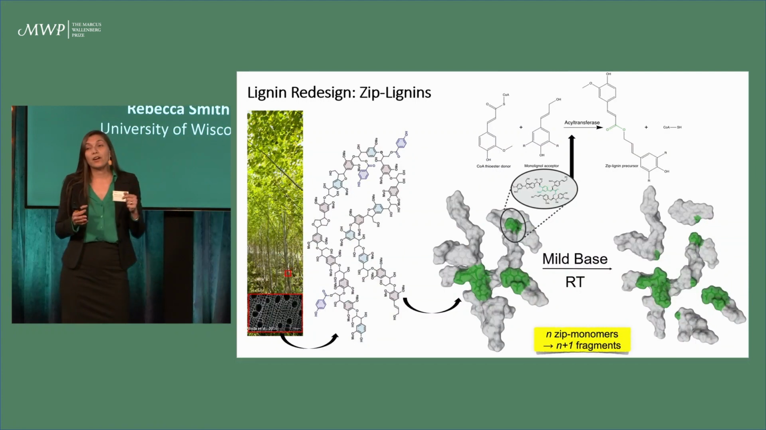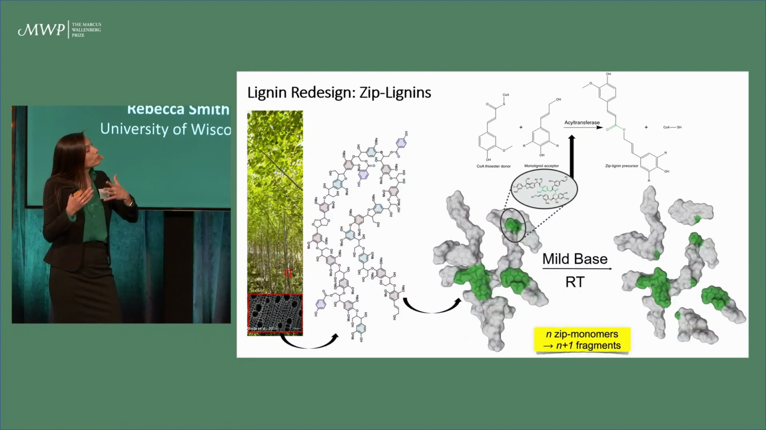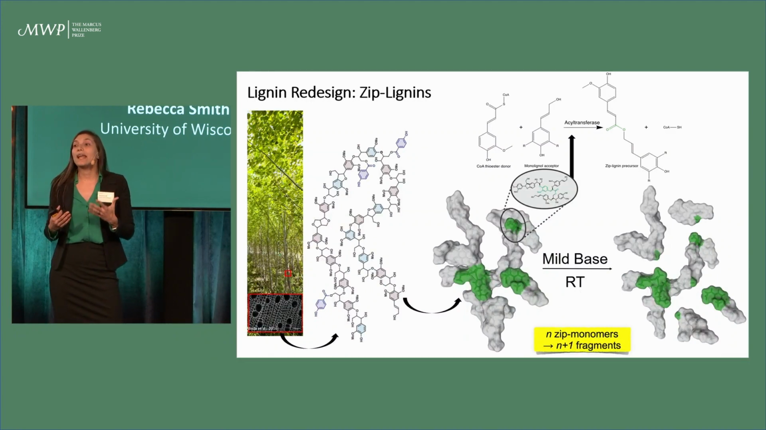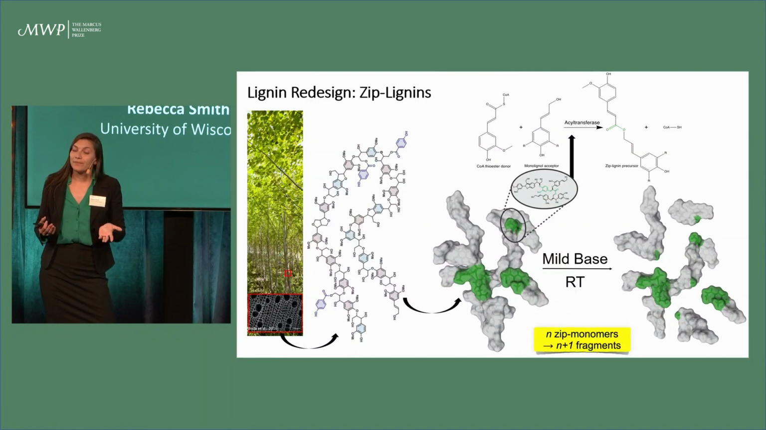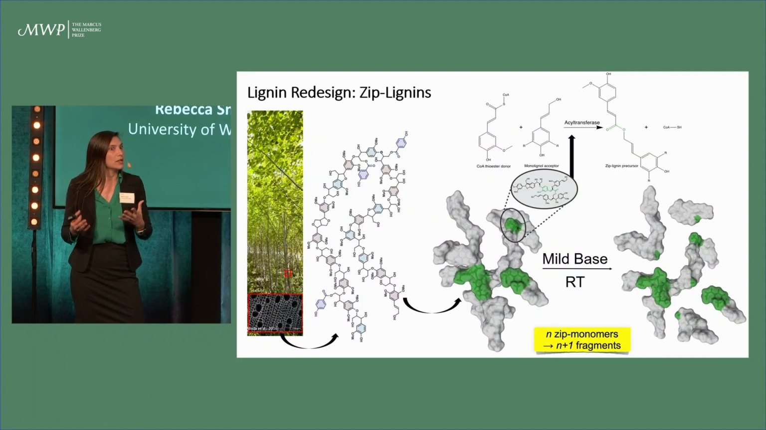For this reason, one of the goals of our lab is to find ways to redesign the lignin polymer so that we can improve cell wall deconstruction without negatively impacting plant growth or development. In order to do this, we have to understand lignin structure and how best to manipulate it.